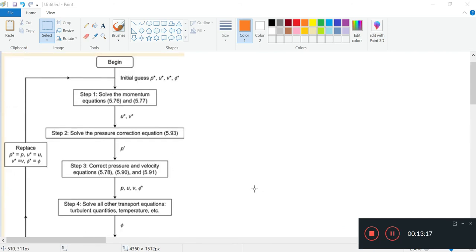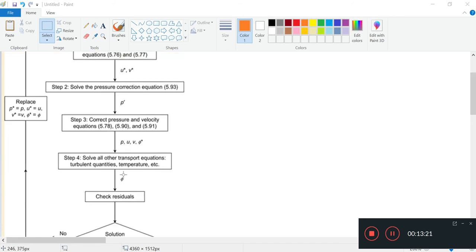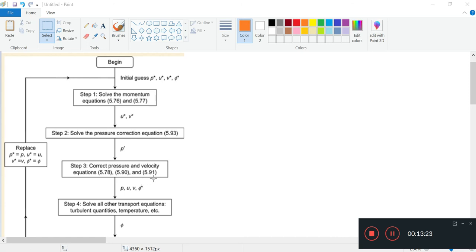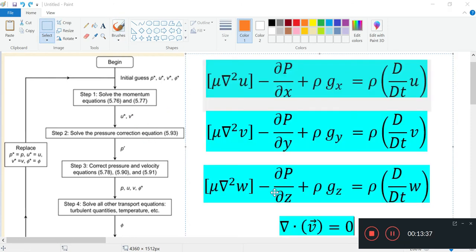So basically, these 4 or 5 steps are what comprises the simple algorithm, right? But for the PISO algorithm, there is one slight modification. So why is there a need for such a modification? What's the story behind the PISO algorithm?